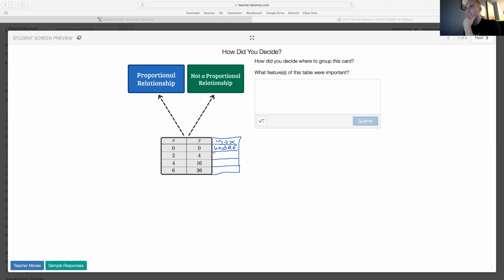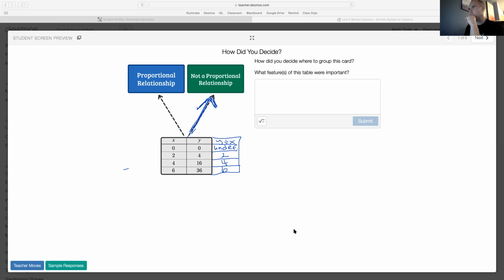All right, so 4 divided by 2 is 2. 16 divided by 4 is 4. And 36 divided by 6 is 6. I'm getting different numbers here every time. In this row, the y value is twice as big as the x value. In this row, the y value is 4 times as big. And in this row, the y value is 6 times as big. So I would definitely group this with the not proportional group. I'm gonna draw a big ol' blue arrow to there.